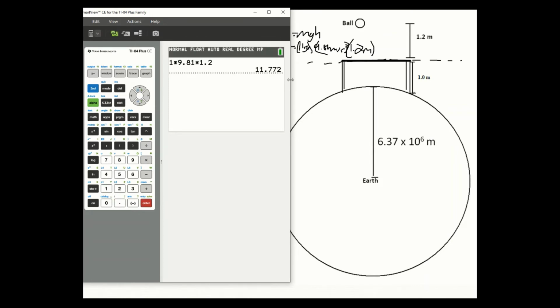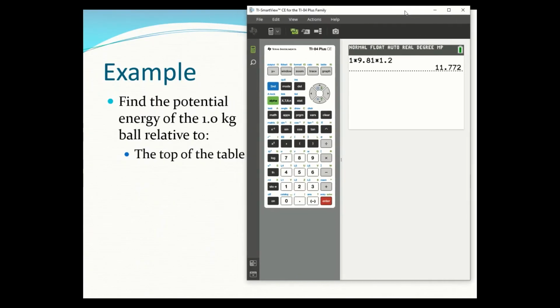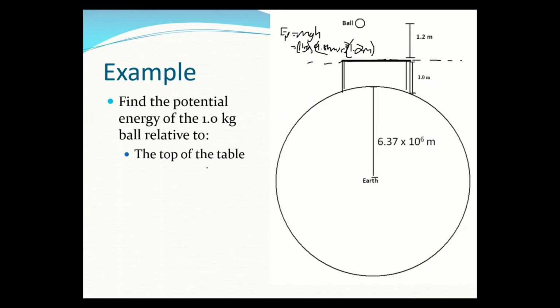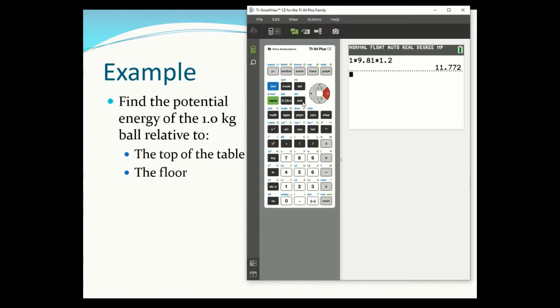Okay, so the next one is asking us, what if we're talking about relative to the floor? So now this is our reference point. So the ball is going to be 2.2 meters above the floor. So we can just type in the same thing, but it's going to be 2.2. So it's going to have more energy if the floor is our reference point.